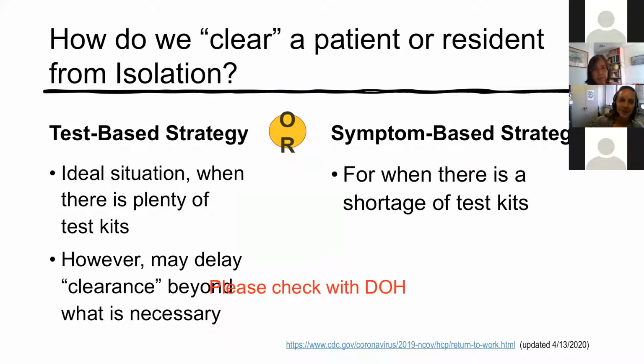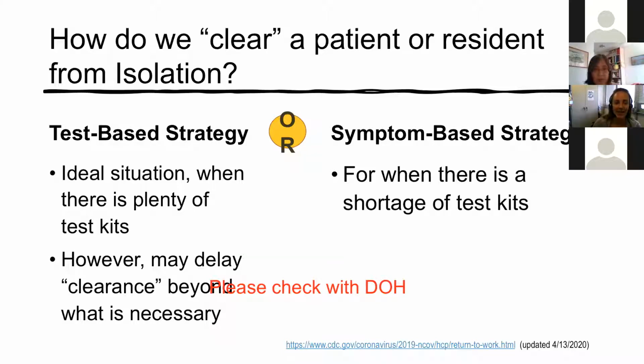So then, they're under isolation. How do we clear a patient or a resident from isolation? There are two options right now: the test-based strategy or the symptom-based strategy. They both have merits. Right now on CDC's website, they indicate a slight preference towards the test-based strategy.